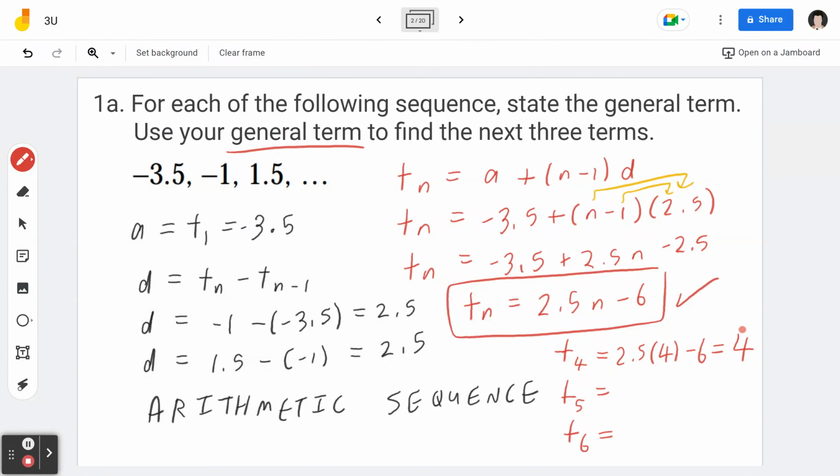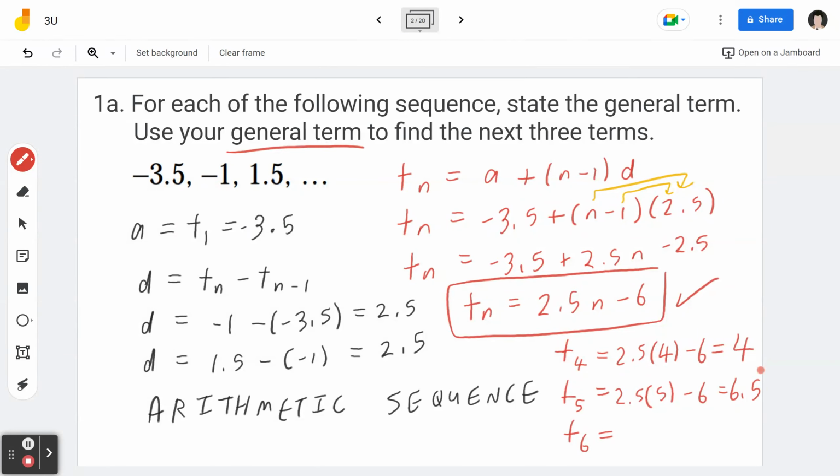So that's the next term. To find the 5th term, same idea. You can take 2.5 times 5 minus 6. And of course, in this case, that's going to be 12.5 minus 6. That's going to be 6.5.